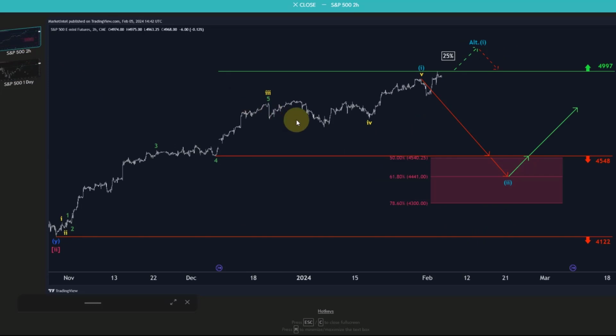Now looking at the 2-hour chart, here you can see the sub-wave structure within wave 3 in magenta. You see actually that the wave 2 bottomed here at 4,122. And basically now this wave 1 of magenta wave 3 possibly finished. It stretched a little higher. Next resistance level is at $4,997. That's an important resistance level.